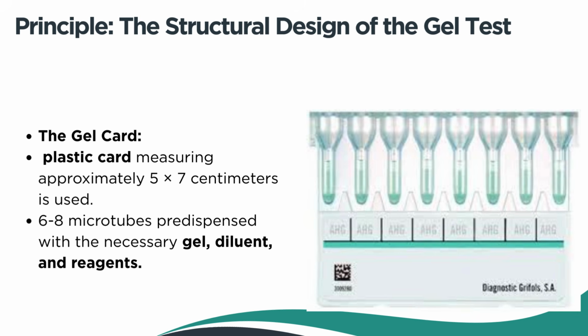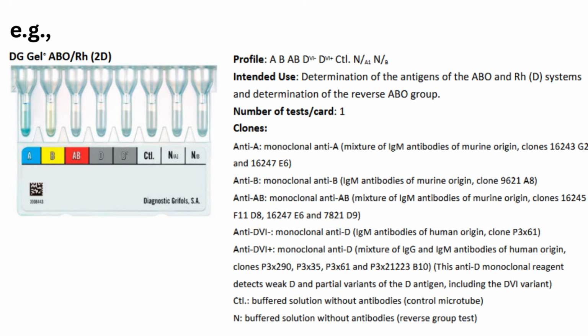By having everything pre-dispensed inside here, we streamline the process, make it more efficient and less prone to human error. So this setup underscores the innovation in design, enhancing the reliability of the test. So this is an example, and one configuration is for ABO typing.